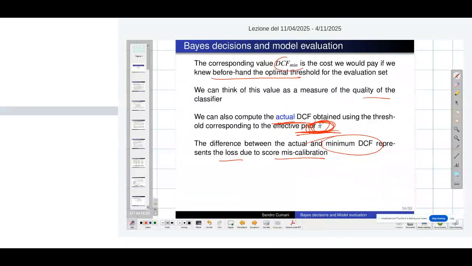So in some sense, the minimum DCF represents the discrimination power of my classifier, how much it's able to separate my two classes, and the calibration loss is how much worse my results will be because the classifier would be able to divide the classes, but I'm not able to select the correct threshold among those that the classifier would allow me for.